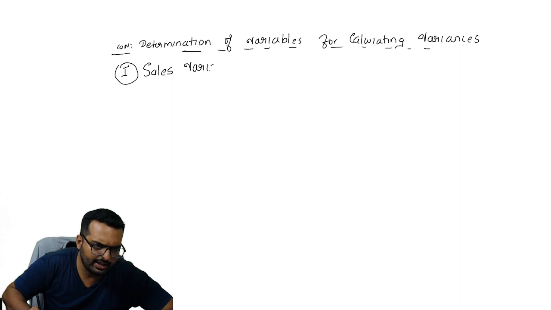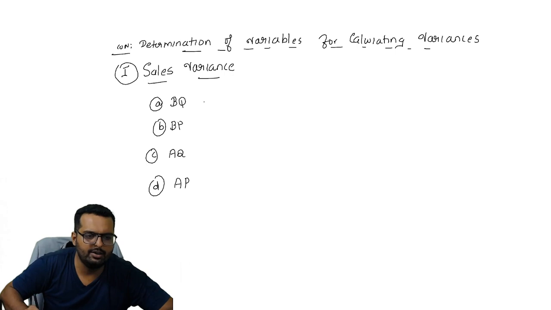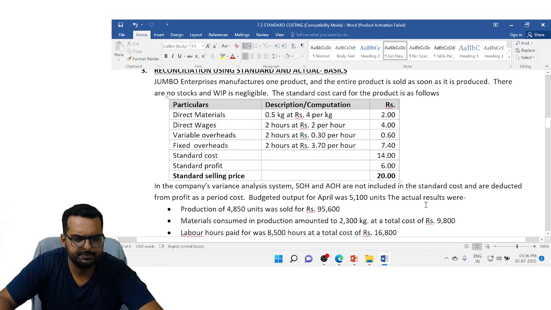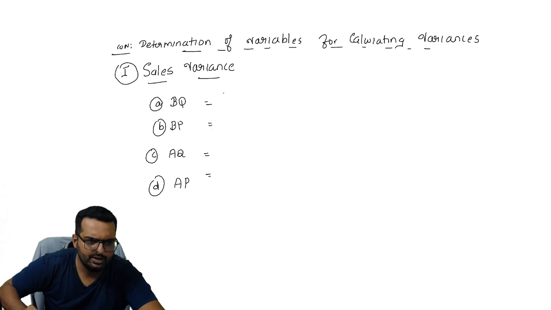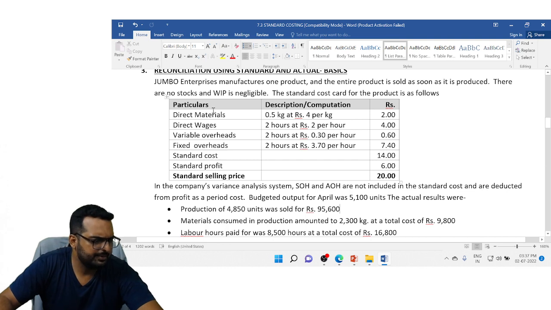I'll write down Roman number one, sales variance. What are the parameters coming under sales variance? You have BQ, then you have BP, then you have AQ and then you have AP. Now tell me, what is BQ? In our question, how much is BQ? Budgeted quantity. How much is that given in the question? 5,100. Okay. So that is what you should pull out from the question now. So it becomes easy for us to do it.